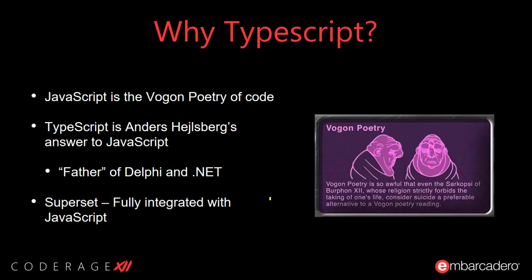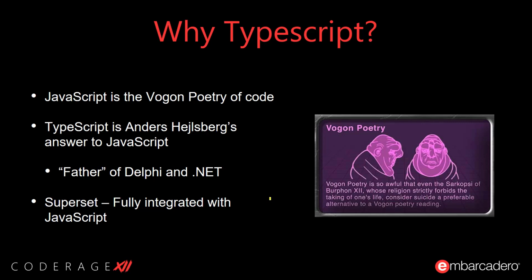So we use TypeScript instead of JavaScript. And let's just talk about what TypeScript is really quick. First of all, JavaScript is the Vogue on poetry of code. I know it's all the rage with a lot of newer programmers, but it has no type safety. The laundry list of items on this language would be huge, especially coming from anyone who likes Delphi. JavaScript makes Visual Basic look like the world's perfect language.